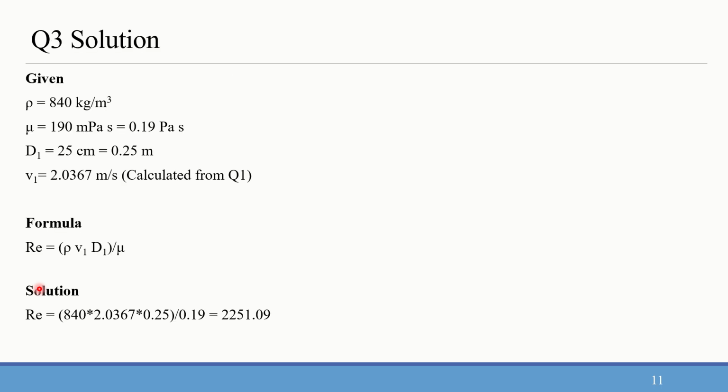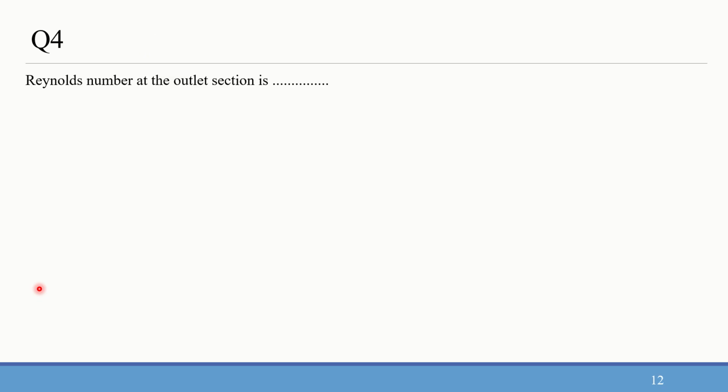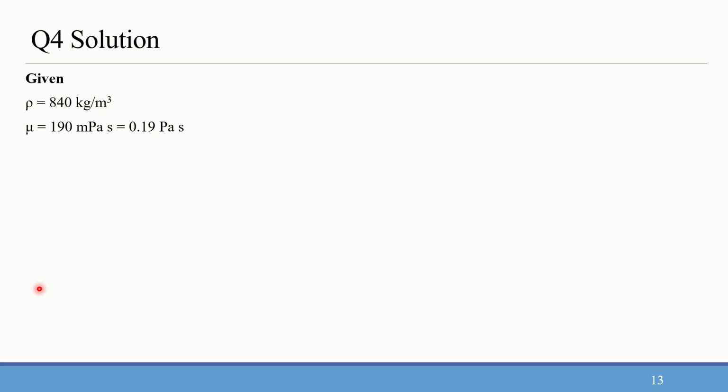So we can see the next one. Question 4. Reynolds number at the outlet section is dash. Again, it is like a direct thing where we have to substitute the value. So density is 840 kg per meter cube and viscosity is 190 millipascal second, or 0.19 pascal second. D2 is 10 centimeter and V2 is 12.7389 meter per second.